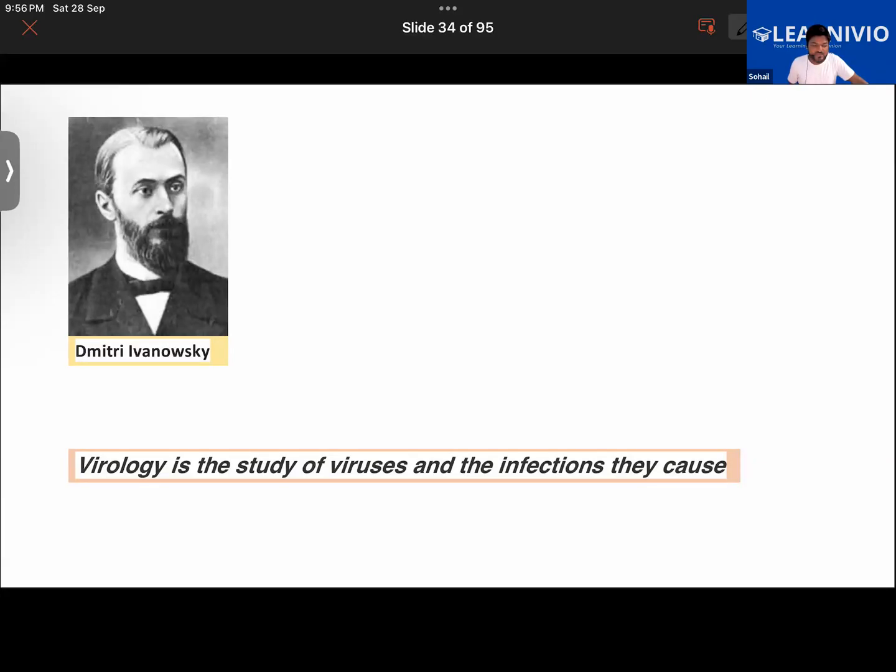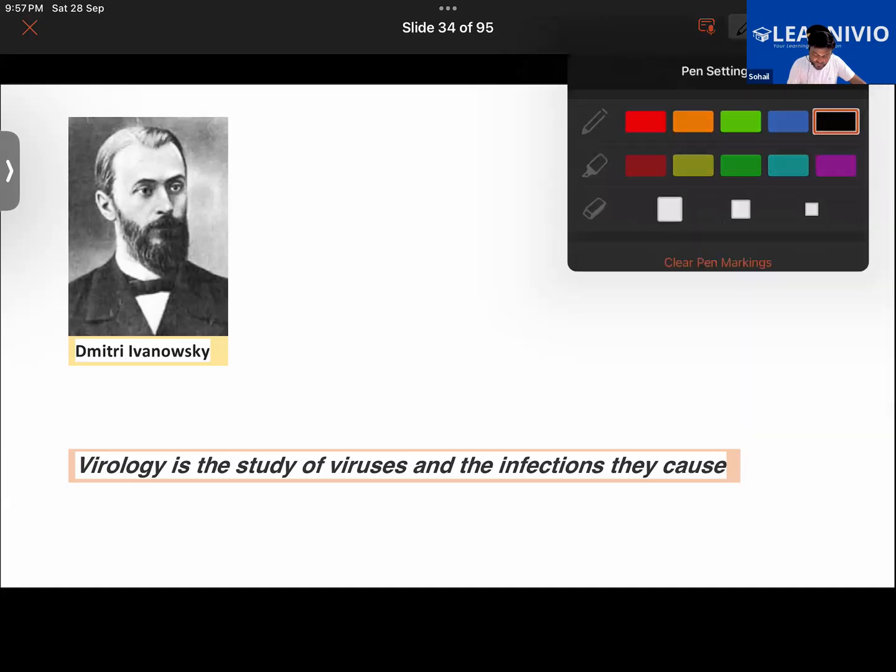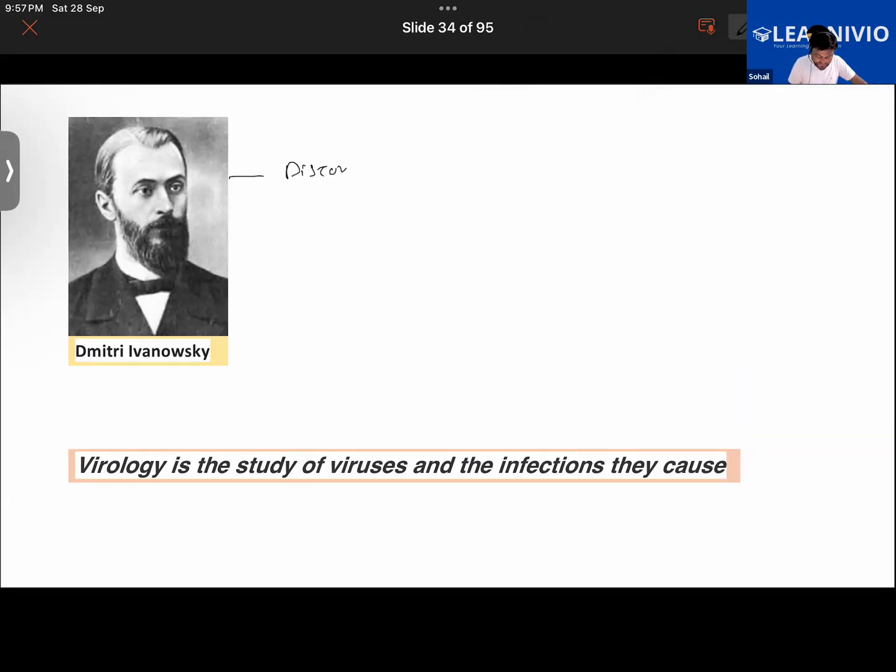So the person you see here is Dmitry Ivanovsky. He has been called the father of virology. Virology is the branch of science where we study the viruses and the infections that they cause. Getting it, guys? He has been called so because of his great contribution in the discovery of different microorganisms. In fact, he was the first person to discover an organism that was the smallest, that is virus. So he is the discoverer of virus. Keep that in mind.